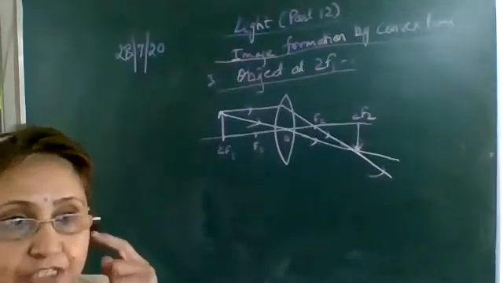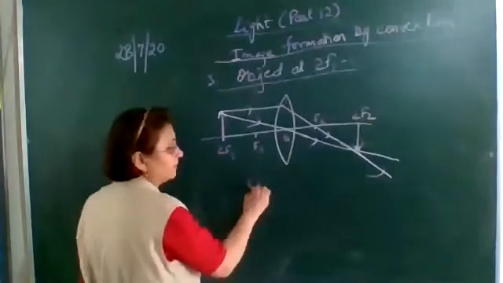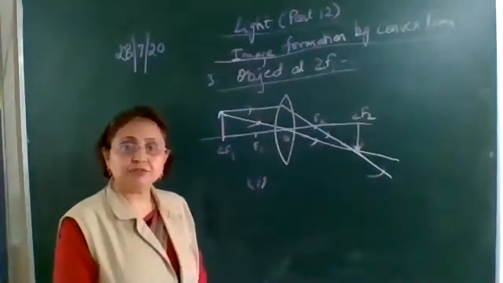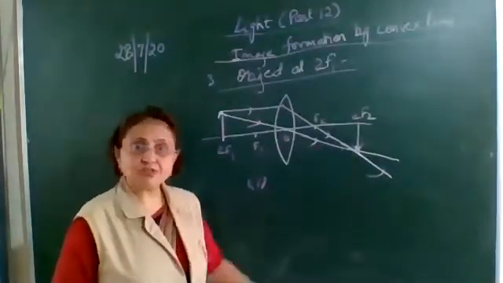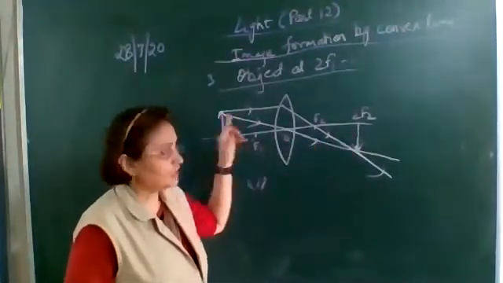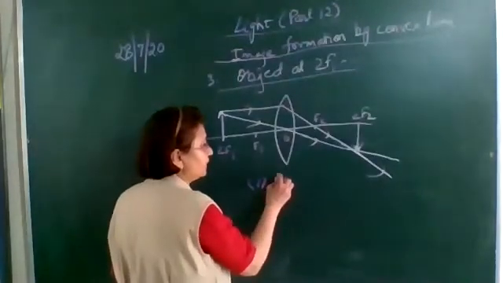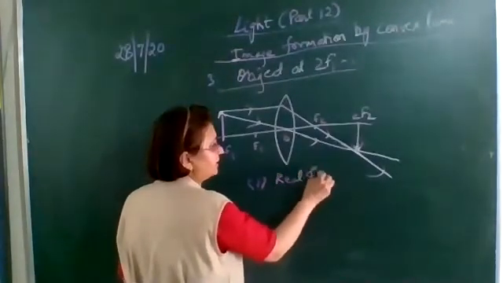Okay, now we come to the 3 points about the image formation. The first point, nature of the image. The refracted rays are actually meeting, so the image is real, and also you can see in the figure that it is upside down, so it is inverted. So the first point is the image is real and inverted.